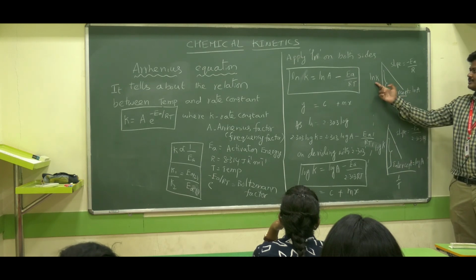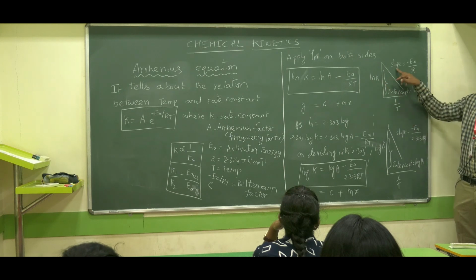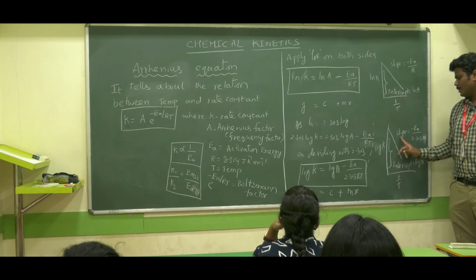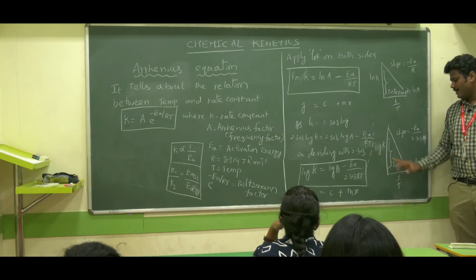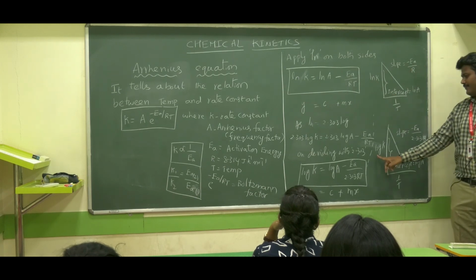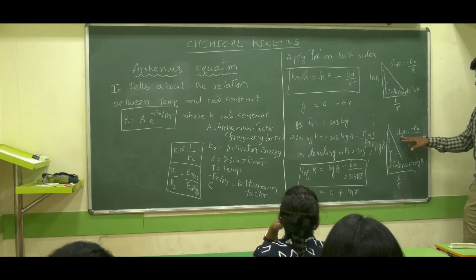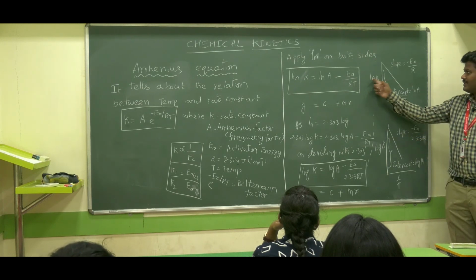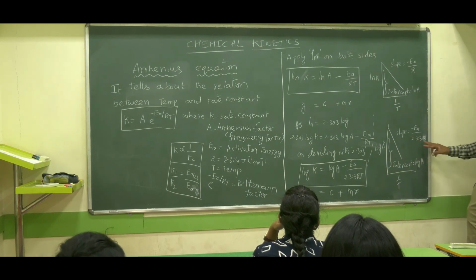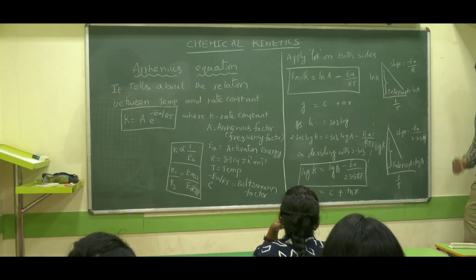This graph is ln k versus 1 by T. For ln k versus 1 by T, the slope becomes minus Ea by R, that's it. But this graph gives a different slope. This is log k versus 1 by T. If ln k is given, the slope is minus Ea by R. If log k is given, the slope becomes minus Ea by 2.303 R. This is the difference you have to know. So we can have questions even in between based on these graphs.